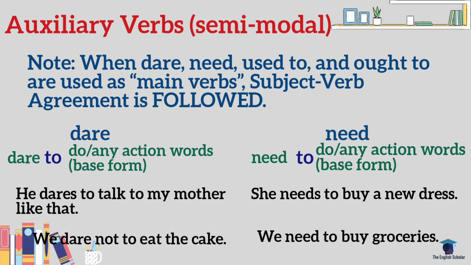Our subject here, which is we, is plural. Therefore, our main verb need should be plural as well. So we do not need to put an s, followed by to, then its other action verb buy in its base or original form. So that's how we use dare or need when used as main verbs.